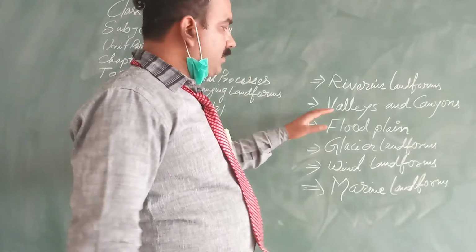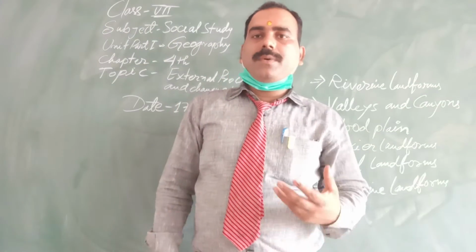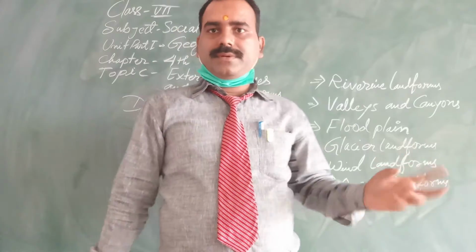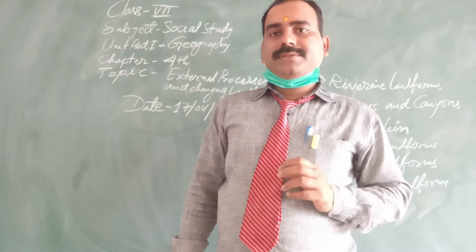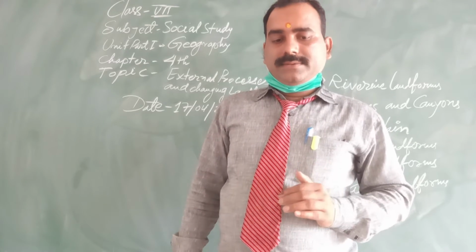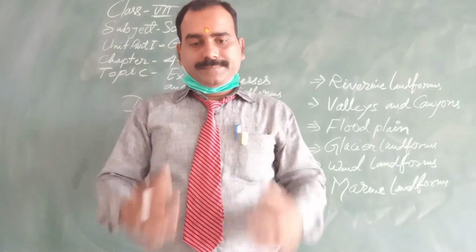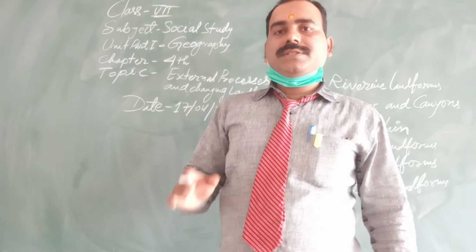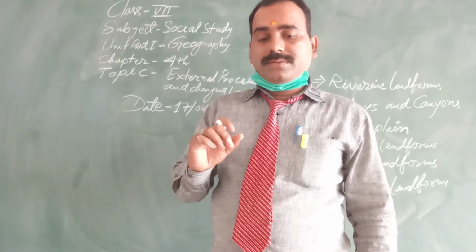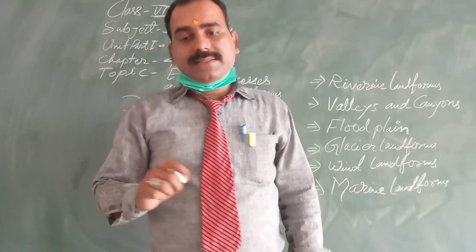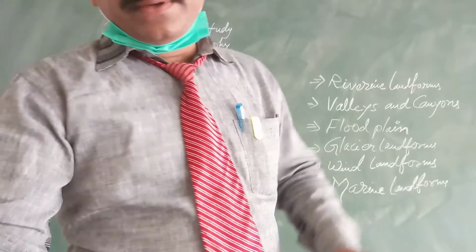Now let's study valleys and canyons. In its upper course, the river causes erosion of the valley bed more than the sides. This leads to the formation of a valley which is deep and narrow, with steep sides and hard rocks, referred to as a gorge or I-shaped valley, and canyons in drier areas. The picture is given here in your books.